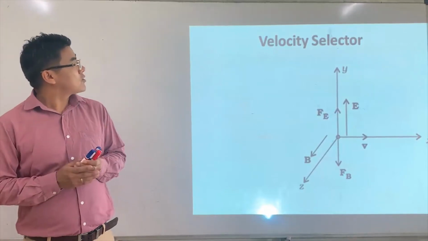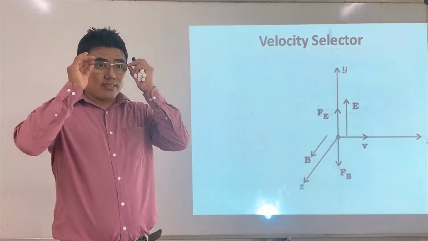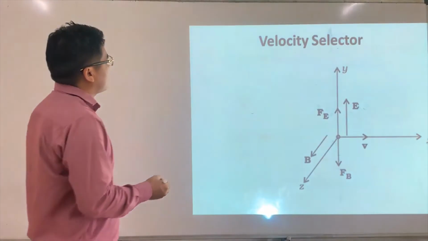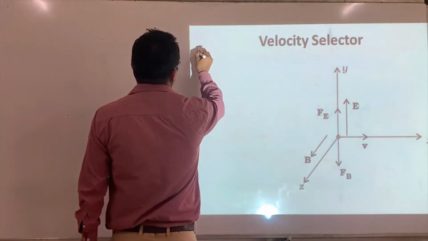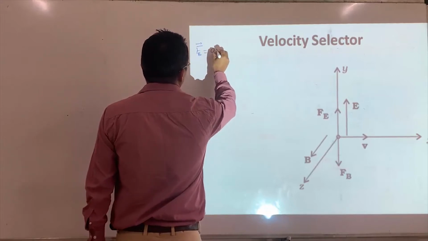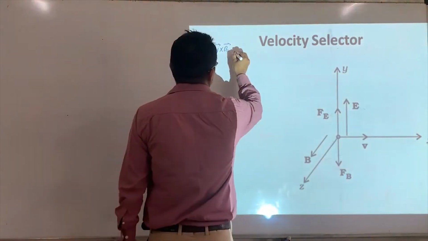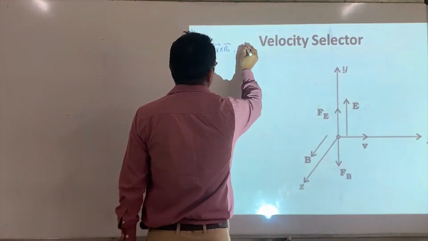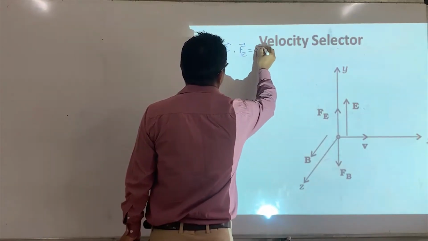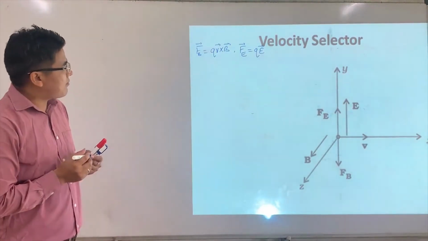Everybody. So now what I'm going to do is velocity selector. Before I do velocity selector, we talk about this, right? The magnetic force, which we talk about is this. This is the magnetic force and electric force. These two are very important concepts here, right?